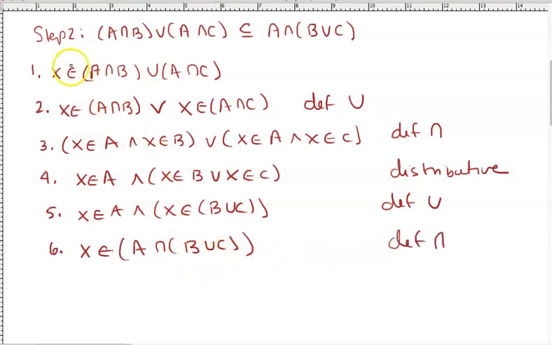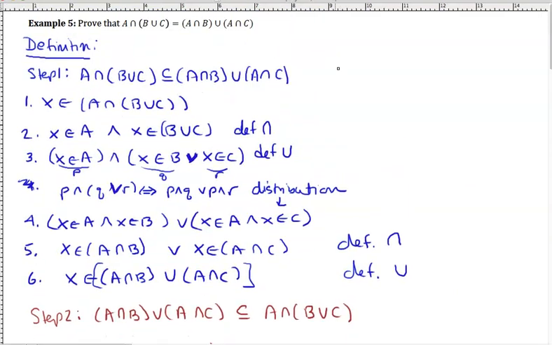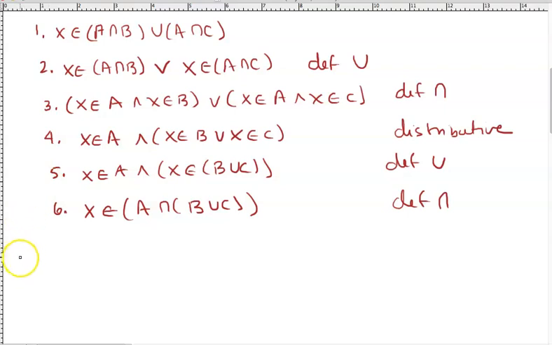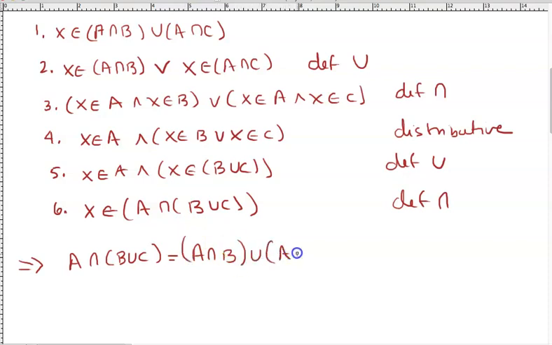All right, we're going to start with X as an arbitrary member in the first set. I showed through these steps that that X also has to be in the second set. So because all elements in the first set are in the second set, the first set is a subset of the second set. So these combined steps, step 1 and step 2, show that these two sets are equal. Okay, so the final conclusion from those steps is that A intersect B union C has to equal A intersect B union A intersect C.